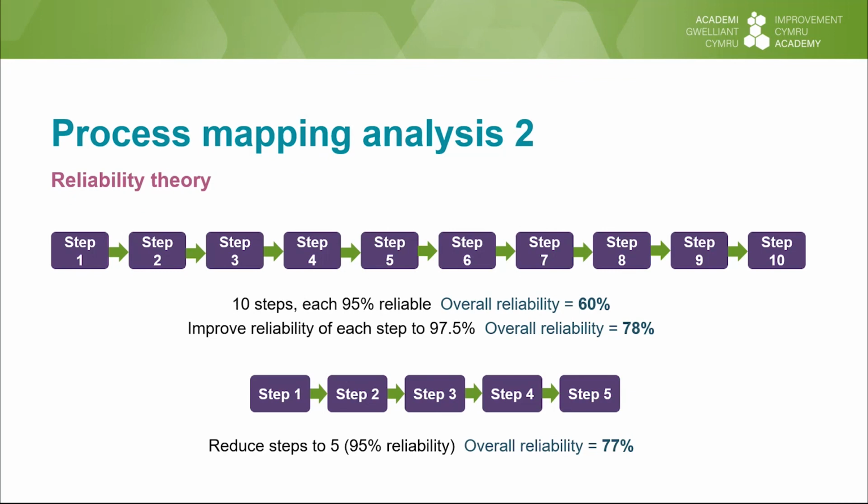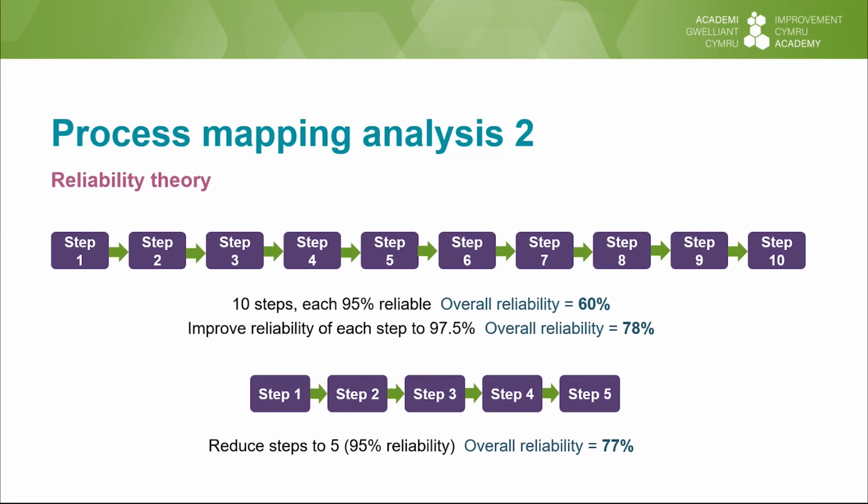The next part of the analysis of the map is to consider the reliability of the process. If you have a process with 10 steps and each step is 95% reliable, then if you times 0.95 by 0.95 10 times, the reliability of the overall process is just 60%. Would you be happy if your car started 60% of the time?